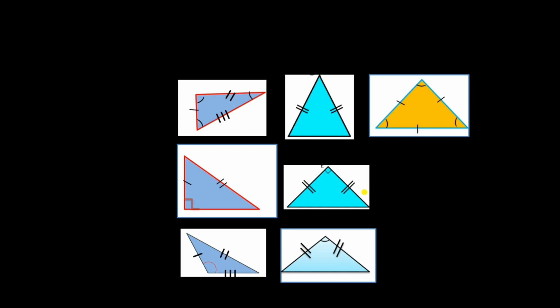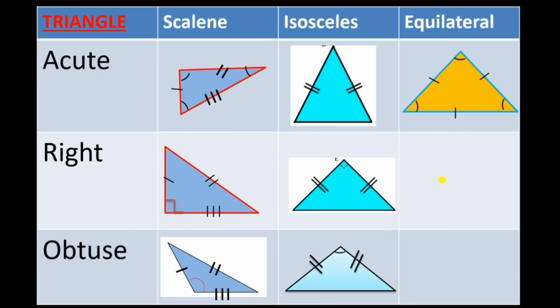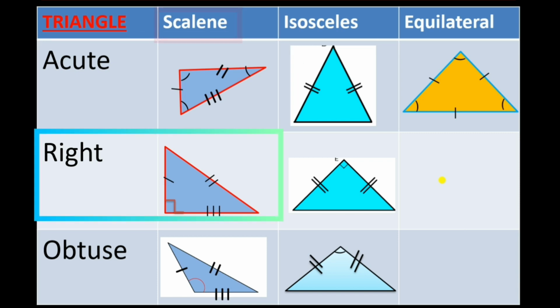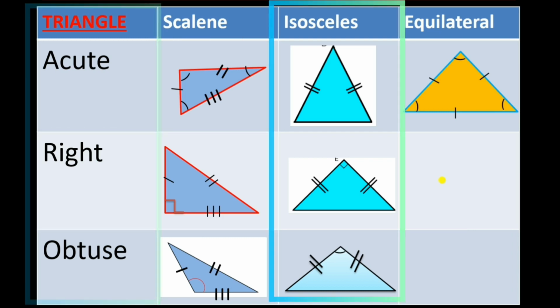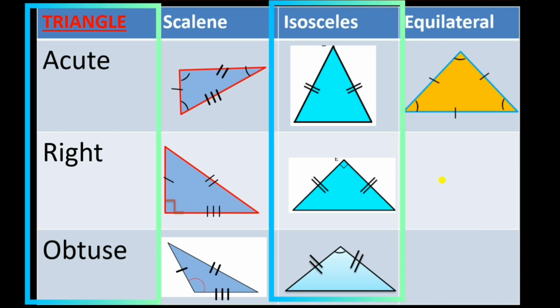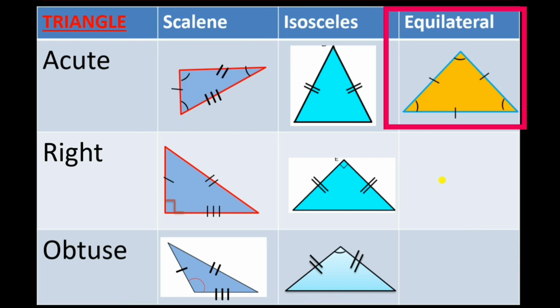Now, we know about how triangles are classified, right? Now, let us see how we can use them together. A scalene triangle can also be an acute angle, right angle or obtuse angle triangle. And an isosceles triangle can also be an acute angle, right angle or obtuse angle triangle. But things are different when it comes to an equilateral triangle.